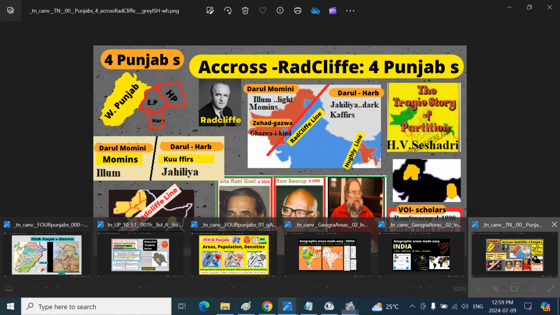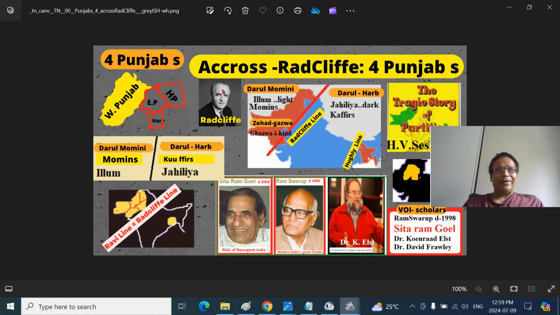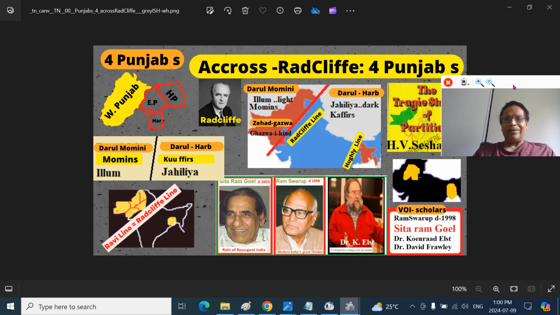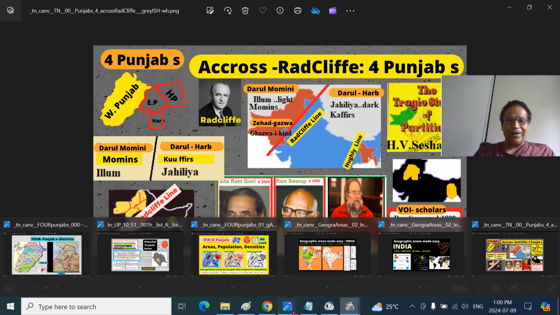To begin with, there are four Punjabs. This is the Radcliffe line, the partition line. In Bharat, when we say Punjab, we mostly mean East Punjab. Across the Radcliffe line, when they say Punjab, that is Pachim Punjab. But there are actually four. More details on the tragic story of partition are in the work of the Voice of India scholars, and this is the Radcliffe line, or symbolically the Ravi line, based upon an ideological divide: Darul Islam, Darul Harb, Momins and Kafirs, Ilm and Jahiliya, which I discussed elsewhere.